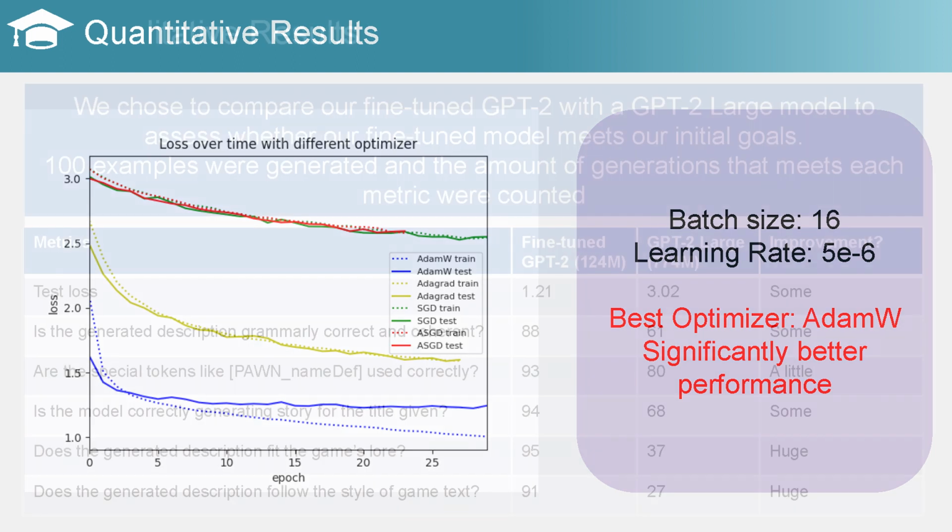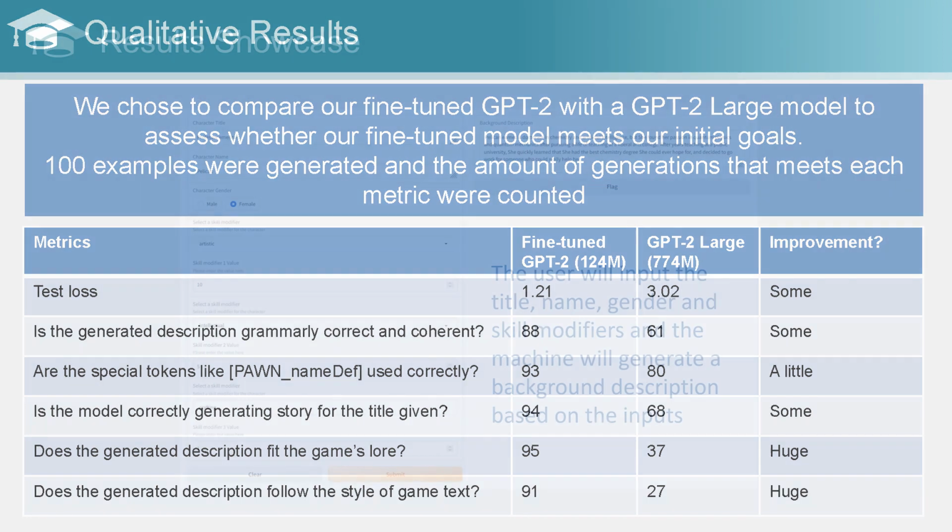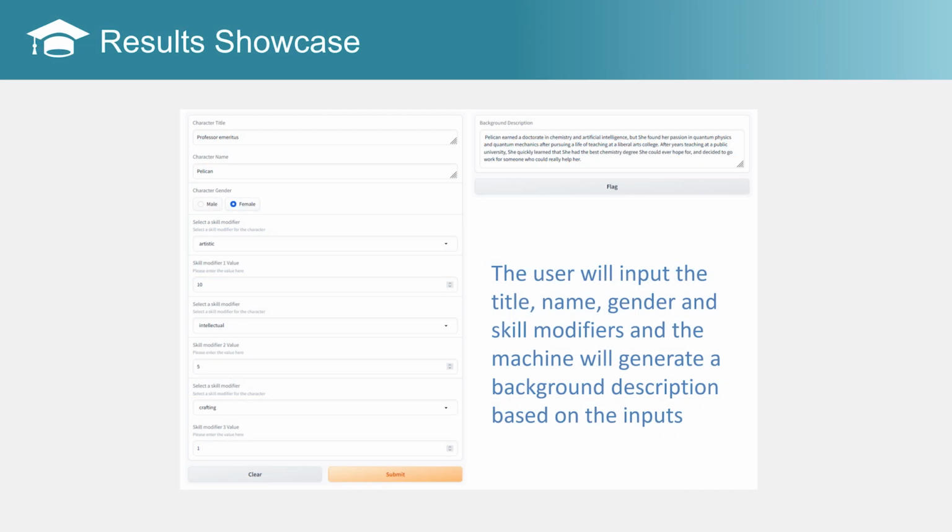For the qualitative results, we use the GPT-2 large model as our baseline model, and we use the five metrics here as our new criteria. For the testing process, we choose 100 examples from all the testing data sets, and we see whether each one meets our criteria one by one. The results show that a great improvement has been achieved in our fine-tuned GPT model, whose parameters are 7 times fewer than the GPT-2 large model. Next, for the results showcase, we use the user interface.